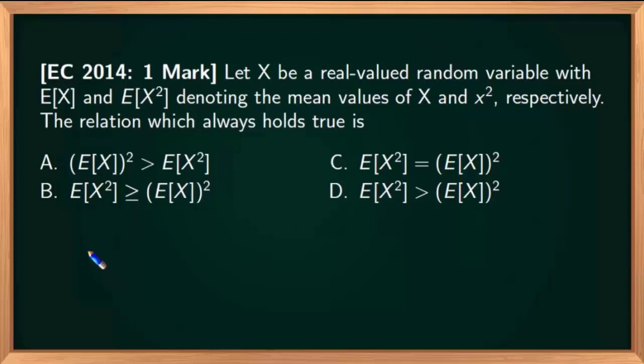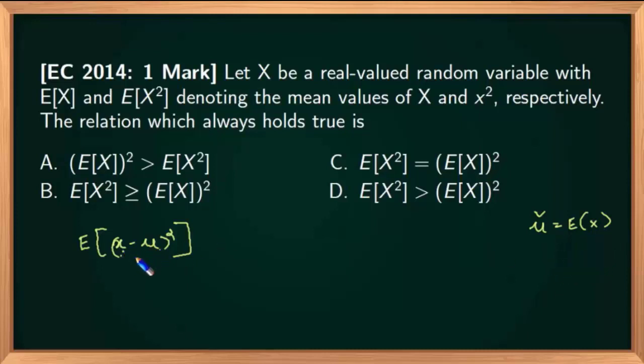So we know that variance is nothing but the expected value of (x minus mean) whole square. Mean is nothing but the expected value of x. Now what I can say is that x is a real value, and the expected value of x will also be a real value, right?